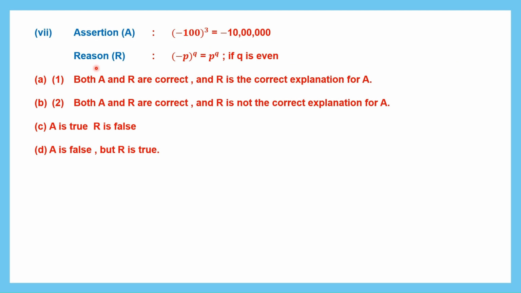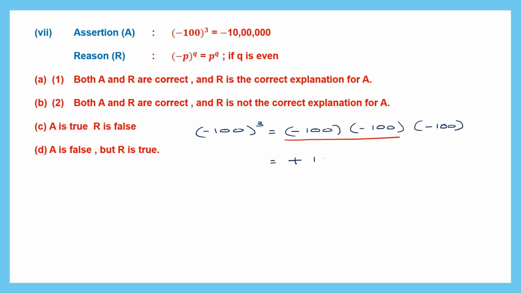Question 7, we have an assertion reason question. Let's analyze both assertion and reason. So negative 100 raised to the power of 3 is negative 10 lakh. So let's write that down. Negative 100 raised to the power of 3 according to the assertion is negative 10 lakh. Let's calculate this. So this means negative 100 multiplied 3 times, into negative 100 into negative 100. So let's do this multiplication. Let's multiply these two first. Negative 100 into negative 100. Minus into minus is plus. 100 into 100 is 1 followed by 4 zeros, that is 10,000.